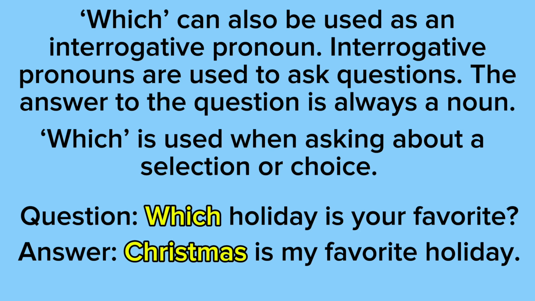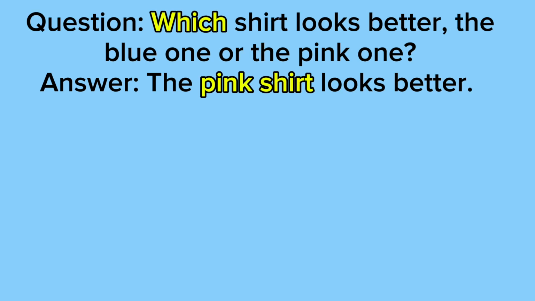So notice how with our question, we were asking about a selection or choice, and our answer is Christmas, which is a noun. So for our second example, the question says, which shirt looks better, the blue one or the pink one? And the answer says, the pink shirt looks better. So notice how for our question, we're asking about a selection or a choice. So which shirt looks better? And the choices are the blue one and the pink one. And our answer is the pink shirt, which is a noun.